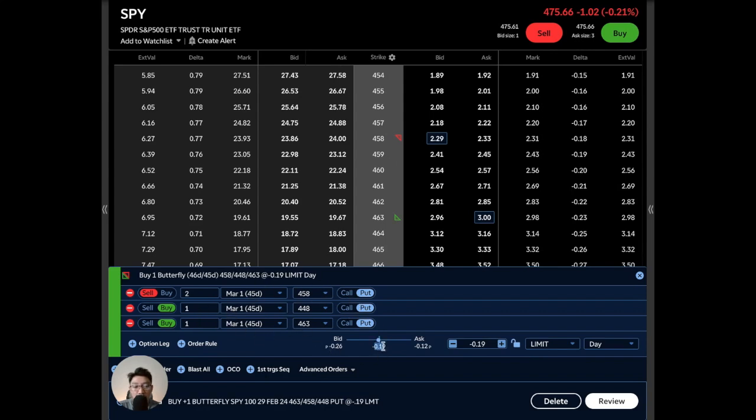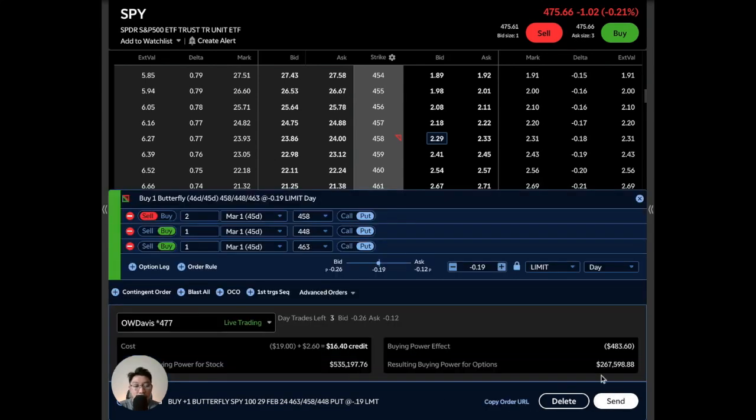Now the first thing you notice is that you have 19 cents in terms of credit, right? 19 cents is the mid price. So what you want to do is you want to see what is the max loss for this. So for this, you can see we want to take a look at the buying power effect. Now the buying power effect is around $500, which is exactly what we want, right? Because our max risk we have decided for the trade is going to be 500. So the buying power effect for a defined risk strategy is basically the same as your max loss, right? But if you have an undefined risk strategy, it's going to be different, right?